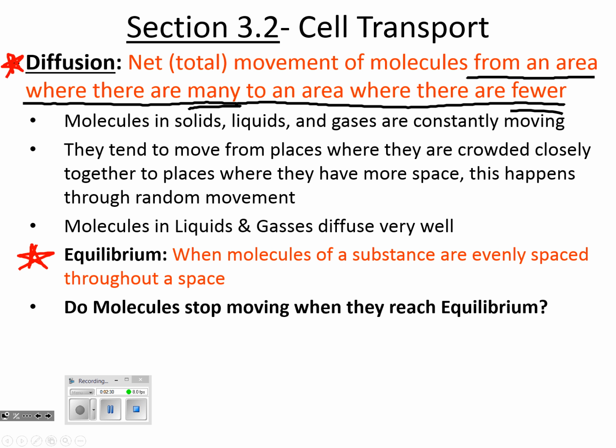Okay, next we'll talk about a couple of different ways that cells transport things. The first thing is known as diffusion. Diffusion, this is a very important definition. Make sure you get the entire thing. Don't write half of it down. Get the whole thing down. Diffusion is the net or total movement of a molecule from an area where there are many to an area where there are fewer. Okay?